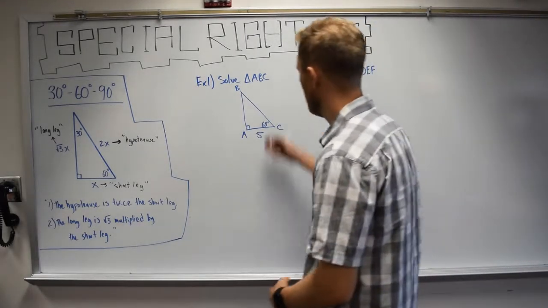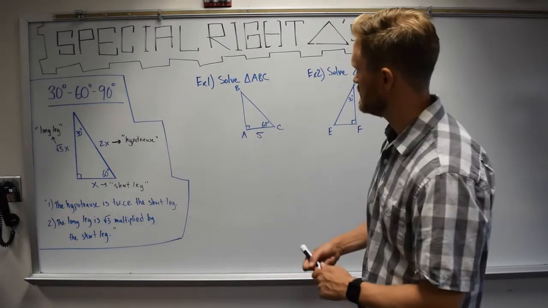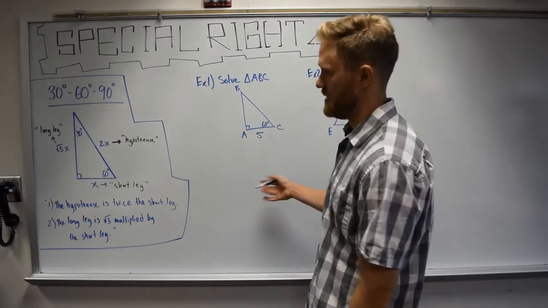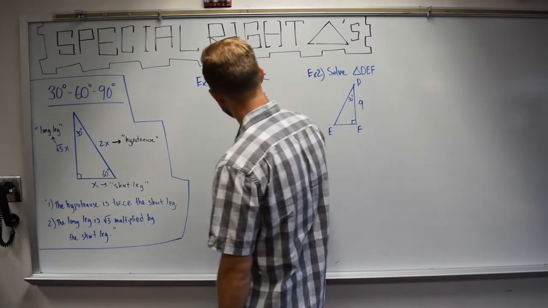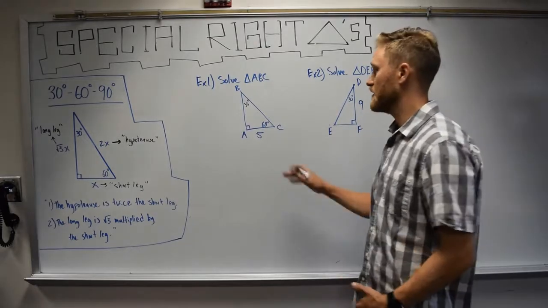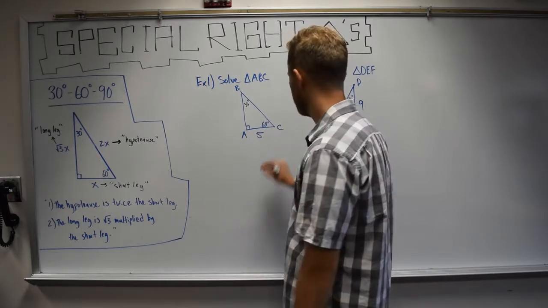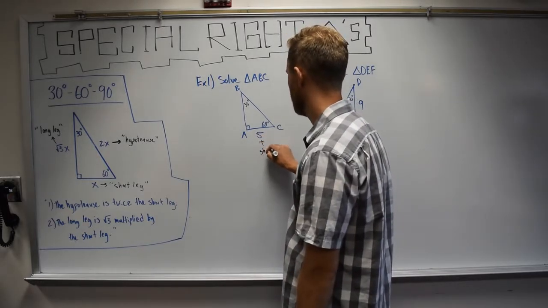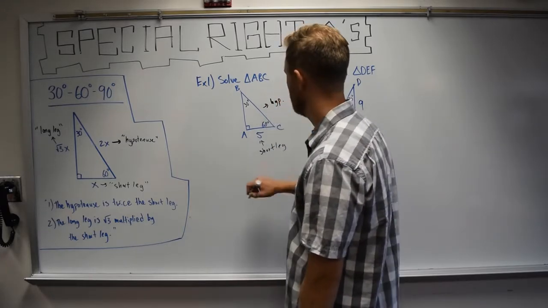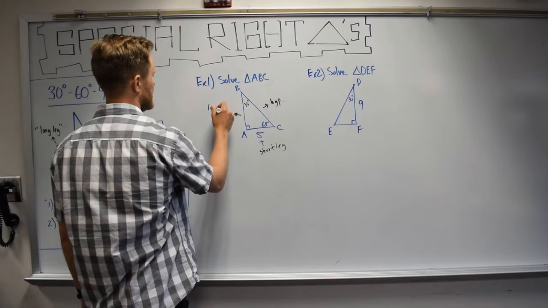All right, so we're asked to solve triangle ABC. We first want to verify that it is indeed a 30, 60, 90. So if this angle is 90 degrees, this is 60 degrees. If I do 180 minus 90 minus 60, it means that this remaining angle here has to be 30 degrees. Now, I'm going to identify all the sides. This is the side opposite the 30-degree angle, so this is our short leg. This is our hypotenuse. And the side opposite the 60-degree angle is going to be the long leg.